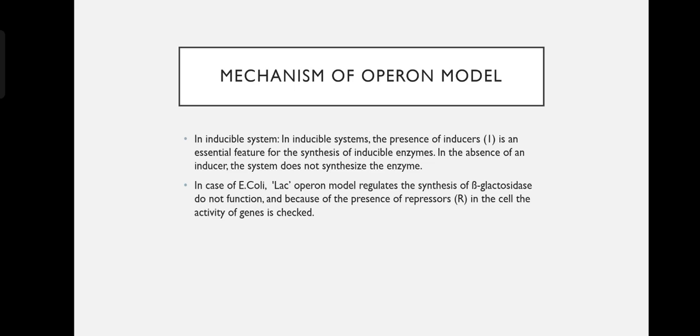Mechanism of the operon model. In an inducible system, the presence of an inducer is an essential feature for the synthesis of inducible enzymes. In the absence of an inducer, the system does not synthesize the enzyme. In the case of E. coli, the operon model regulates the synthesis of beta-galactosidase, and because of the presence of repressors in the cells, the activity of genes is checked.